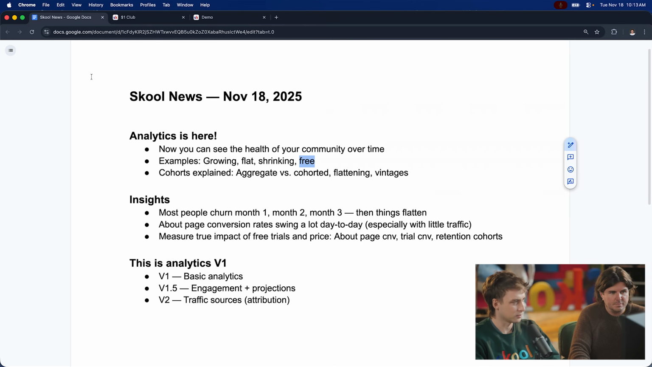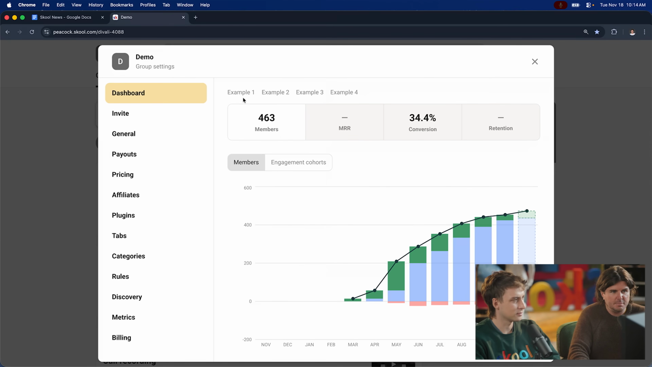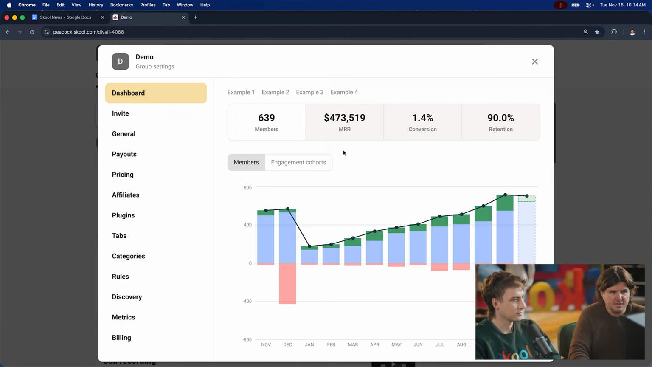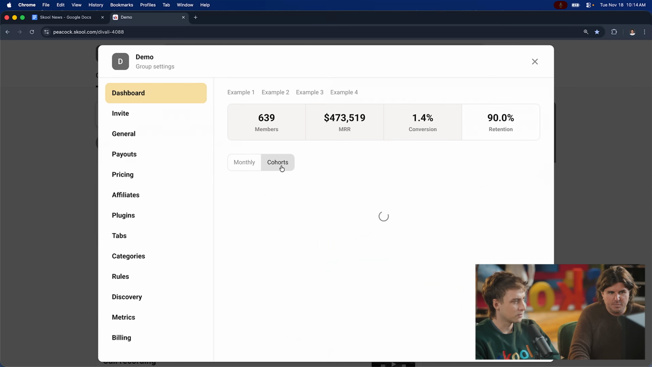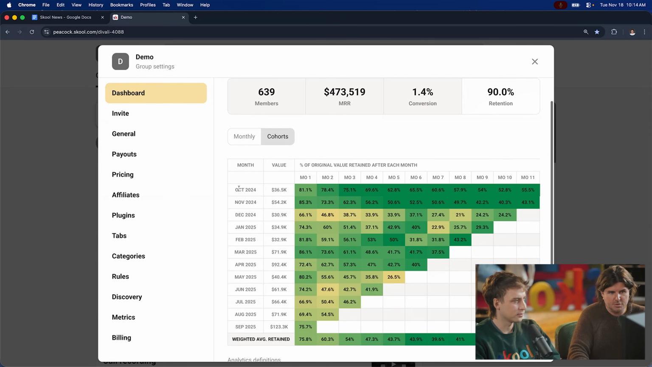Now, yeah, let's explain cohorts a little bit, because this is a super interesting thing. So basically, I'll pull up a group. Here, if I go to revenue retention, I can see it's 90%, right? But this is the aggregate. Then we can see it cohorted here. So how much revenue was retained over time? The other one looks at how many users were engaged over time.